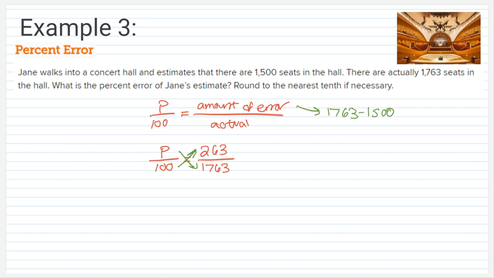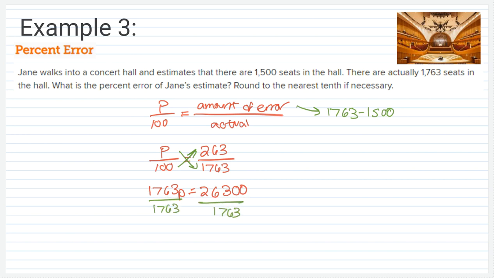All right, so doing our cross products, 1,763 times P is exactly how it sounds. The 263 times 100 is going to be 26,300. And then we have one more step, which is to divide both sides by that 1,763 there.